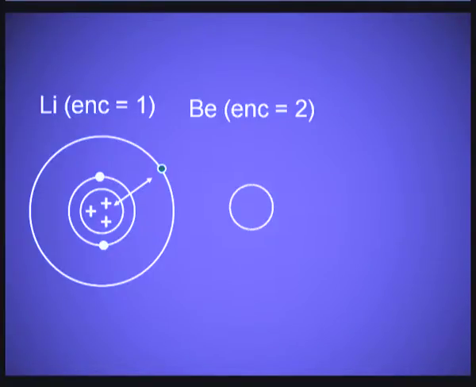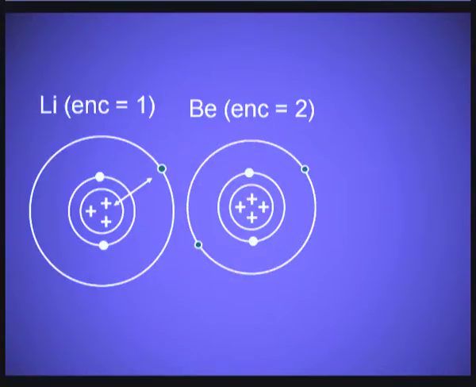Beryllium, its atomic number is 4. It has 4 protons in the nucleus, 2 electrons in the inner orbital and 2 more electrons in the outer shell. Again, you can see that the protons are holding the 2 valence electrons more tightly, because the shell is the same, but the effective nuclear charge is increased.